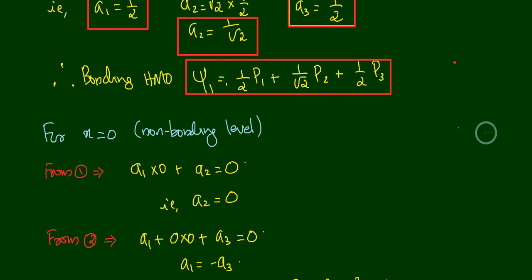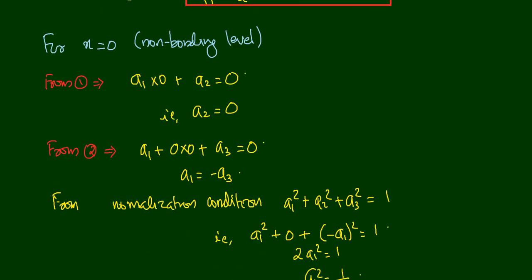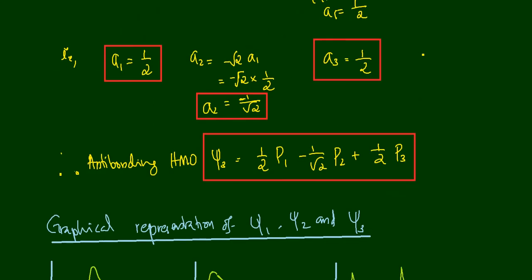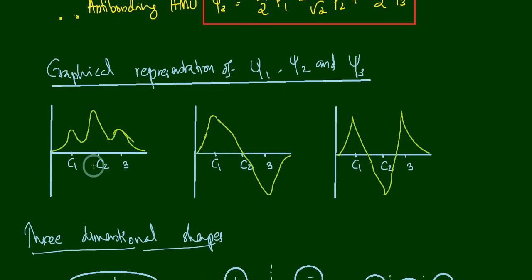So, from this one, we can see that the P1 and the P3 coefficient is 1 divided by 2. And the P2 coefficient is 1 divided by root 2. Okay, so P2 has a greater coefficient. This can be seen in the graphical representation. Here the graphical representation is like this. So C1 and C2, okay, and this is around C2.